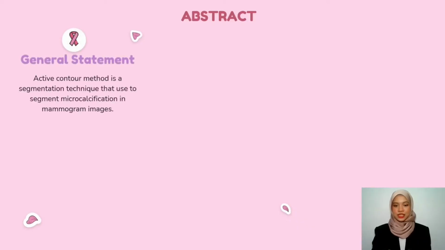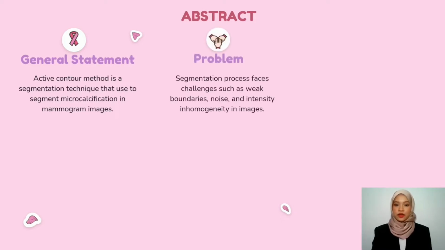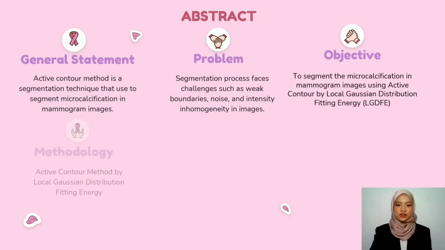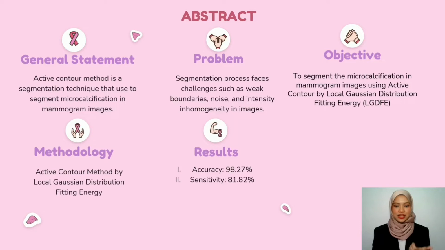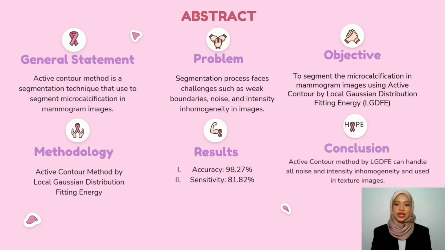Image segmentation is the process of partitioning a digital image into multiple image segments. One of the techniques used is the active contour method. However, the segmentation process always faces challenges such as weak boundaries, noise, and intensity inhomogeneity. Thus, this study was conducted using the local Gaussian distribution fitting energy and came up with the best result of accuracy and sensitivity. This study proved that the active contour method by local Gaussian distribution fitting energy can handle noise and intensity inhomogeneity and be used on texture images.